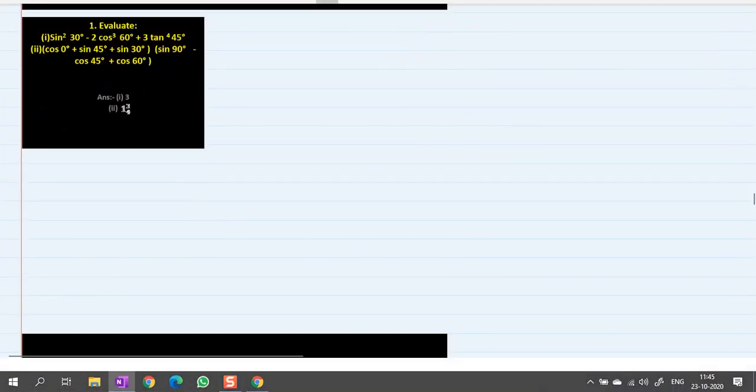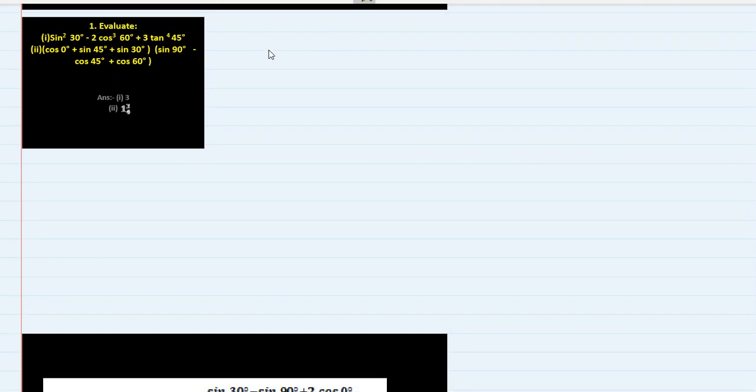Okay, so we have to evaluate. Evaluate means find the value. Number one, sine square 30 minus 2 cos cube 60 plus 3 tan raised to 4 45. Okay, now sine 30 is 1 by 2.